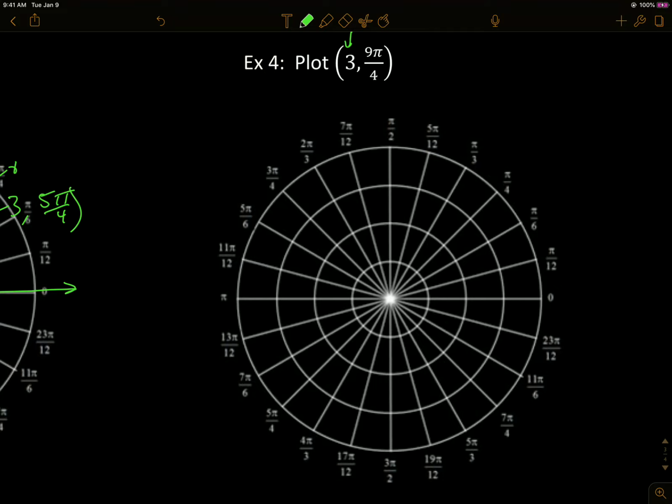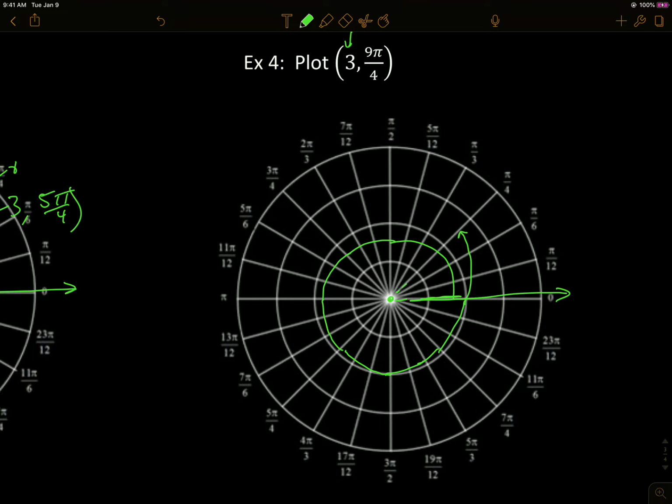So if it's 9 pi over 4, I've got 1 pi over 4, 2 pi over 4, 3 pi over 4, 4 pi over 4, 5 pi over 4, 6 pi over 4, 7 pi over 4 is right there, 8 pi over 4, and then 9 pi over 4. I'm back here. So I just added one full rotation.